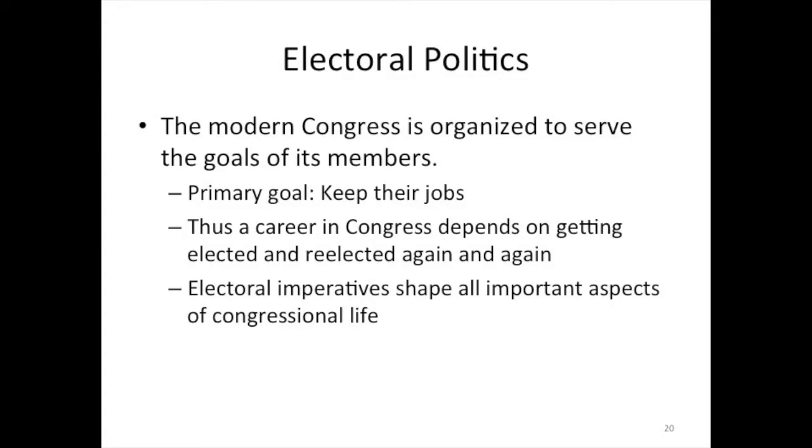Now, it's important to remember that electoral imperatives, by that I mean the drive to get reelected and everything that entails, shape all important aspects of congressional life.